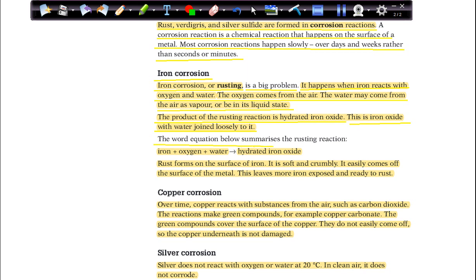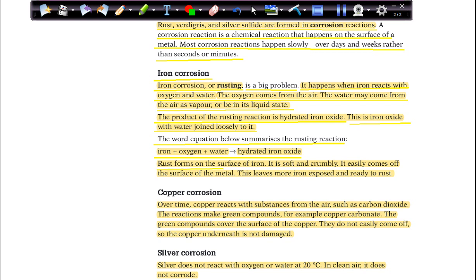The word equation below summarizes the rusting reaction, which is iron plus oxygen plus water. The water here is important to produce hydrated iron oxide, because iron with oxygen, like if we burned iron in the air, it will form a combustion. It will be a combustion reaction, and we will get iron oxide. But with water, we will get a rusting reaction, which is hydrated iron oxide.